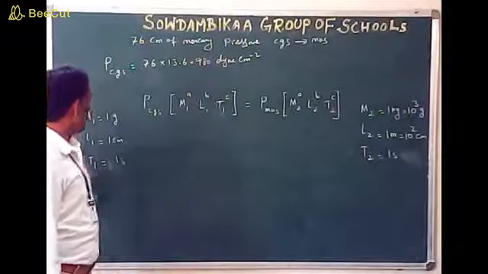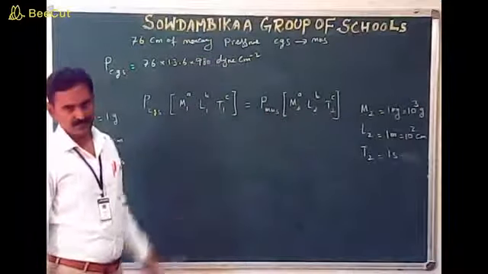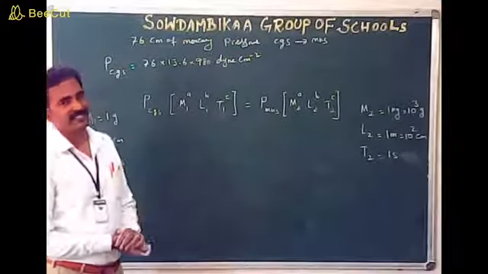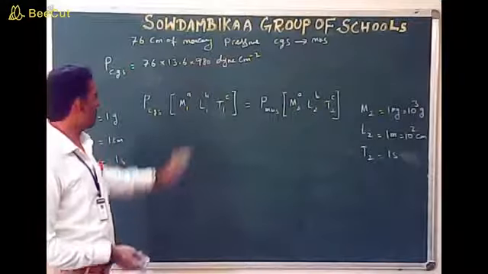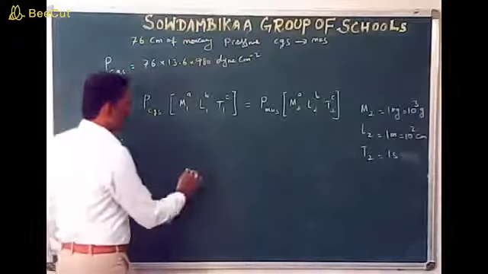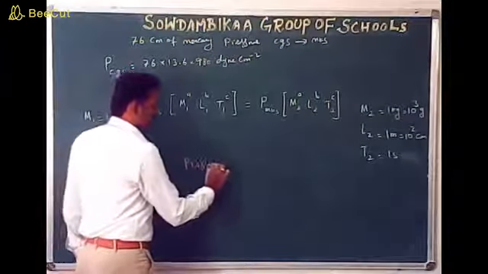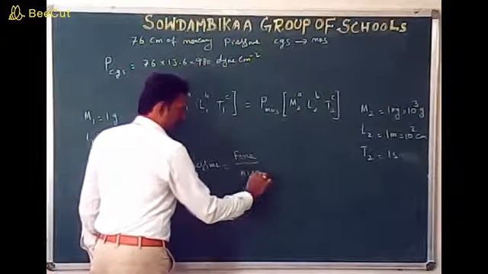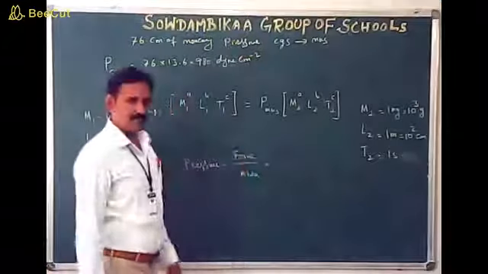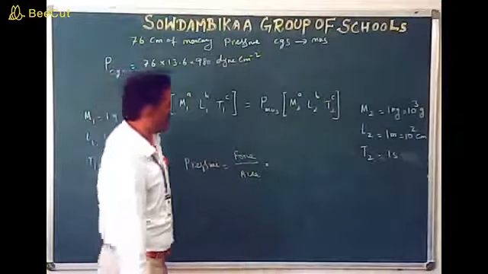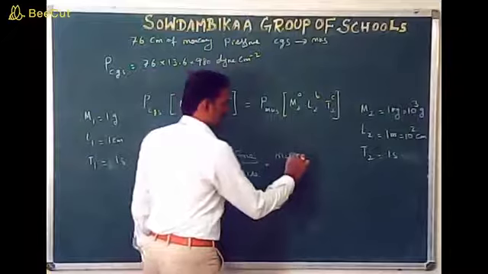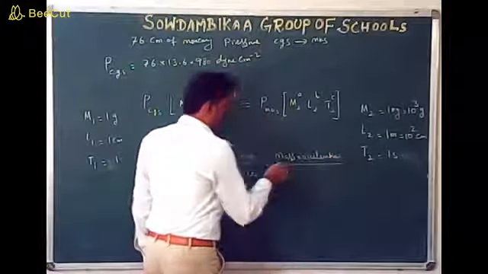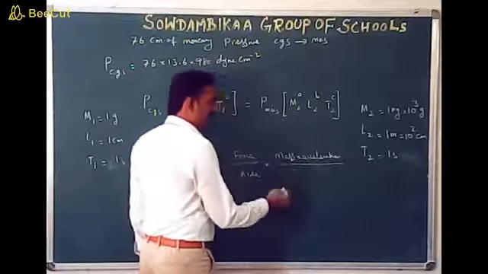Here are the M1, L1, T1 values, and here the M2, L2, T2 values. Then we have to find the values for a, b, c. Now what are the values for a, b, c? It's pressure. Pressure is equal to force by area. Force is equal to mass into acceleration. So mass into acceleration divided by area.